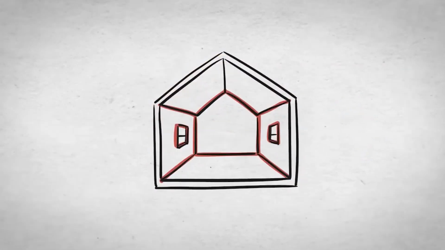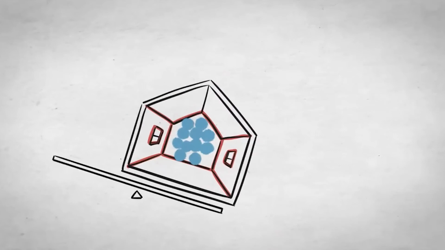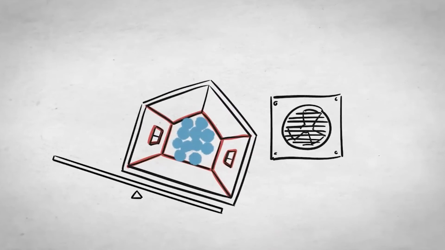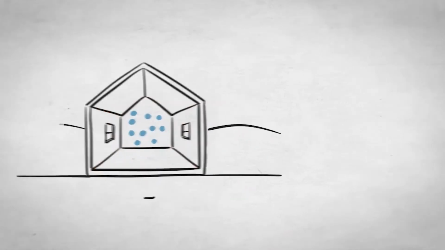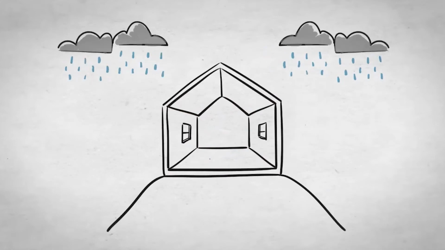If you draft-proof your home but ventilation is not also considered, then moisture levels can rise and push the house out of balance. So a good ventilation strategy is needed. Different types of building in different locations need different approaches in order to maintain balance.